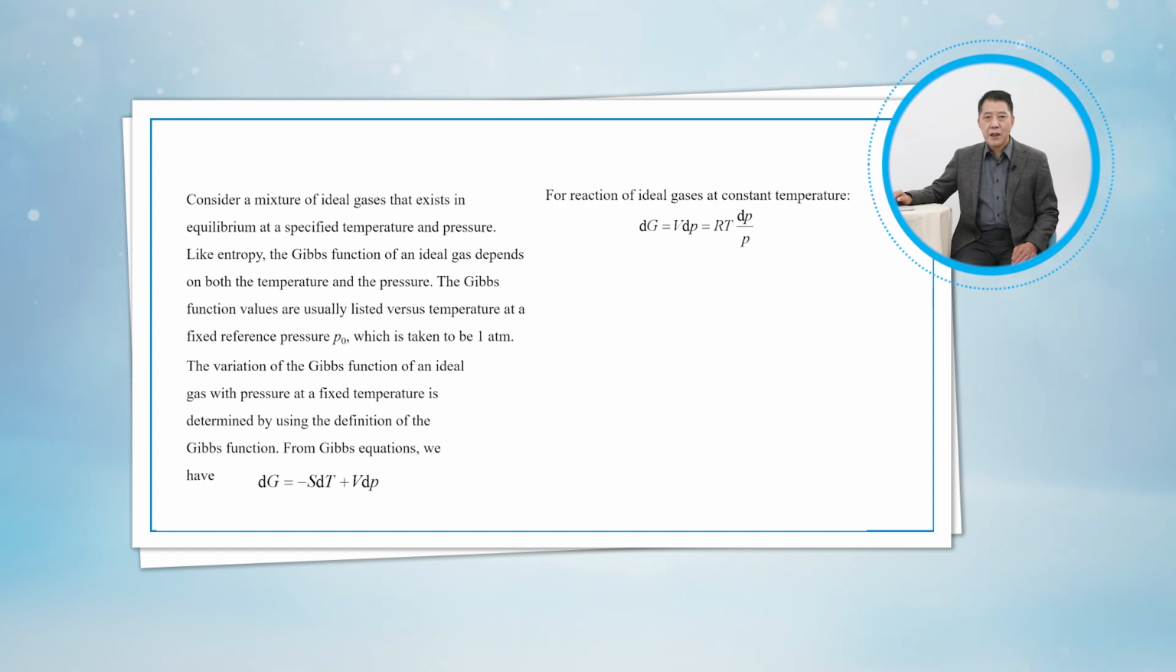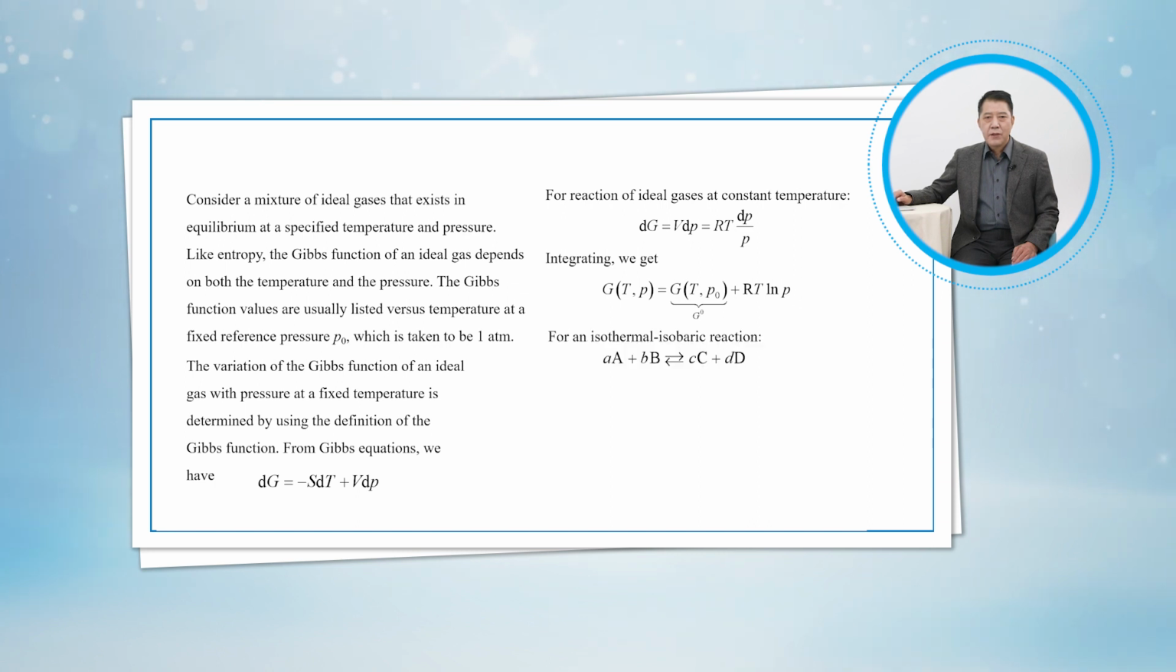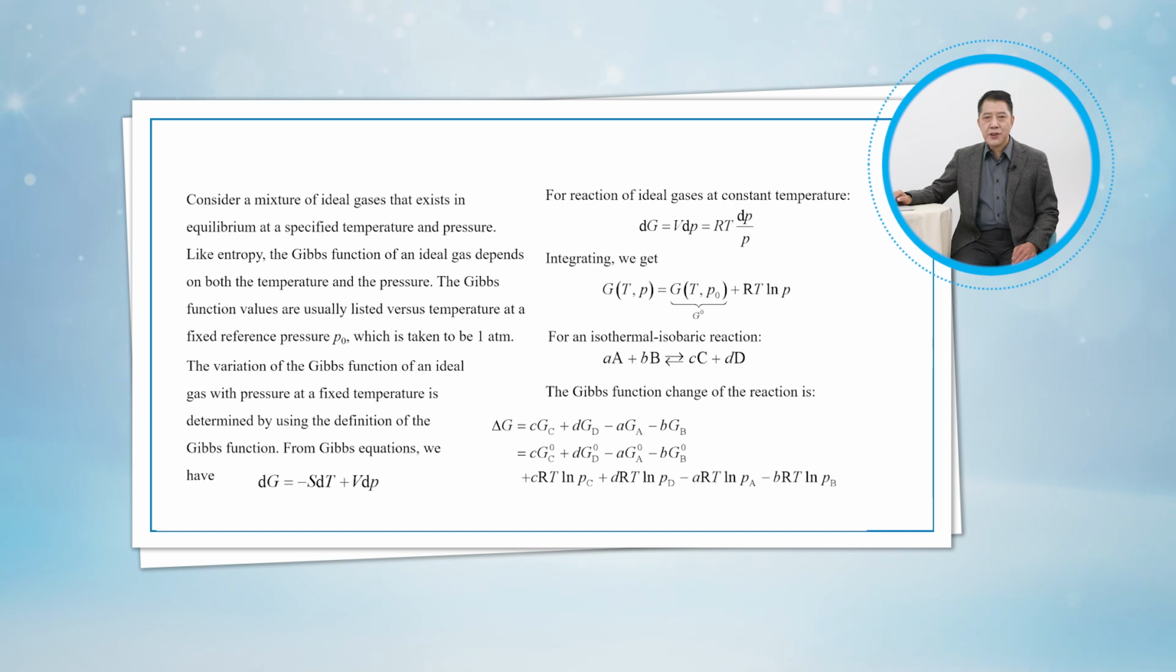For reaction of ideal gases at constant temperature, integrating, we get, for an isothermal isobaric reaction, the Gibbs function change of the reaction is. For convenience, we define the standard state Gibbs function change as, or the Gibbs function change for the reaction is.